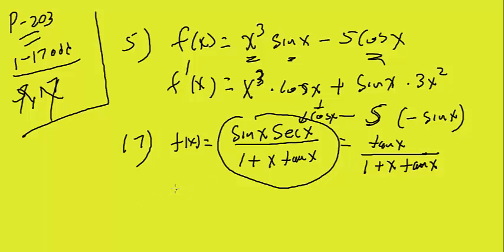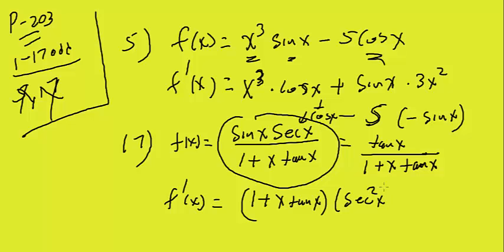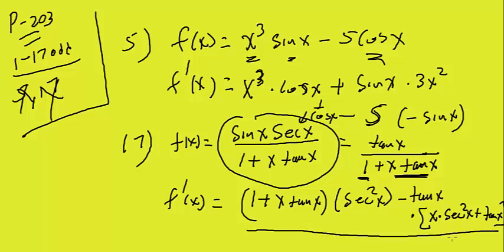Okay, here we go. F prime of x. Denominator, which is 1 plus x tan x, times derivative of the numerator, which is secant squared x, minus the numerator, which is tan x, times the derivative of the denominator. Okay, derivative of 1 is 0, but here I got a mess. Okay, I got a product rule. First times derivative of the second, which is secant squared x, plus second times derivative of the first, and derivative of the first is 1. And all that's going to be over 1 plus x tan x whole quantity squared.